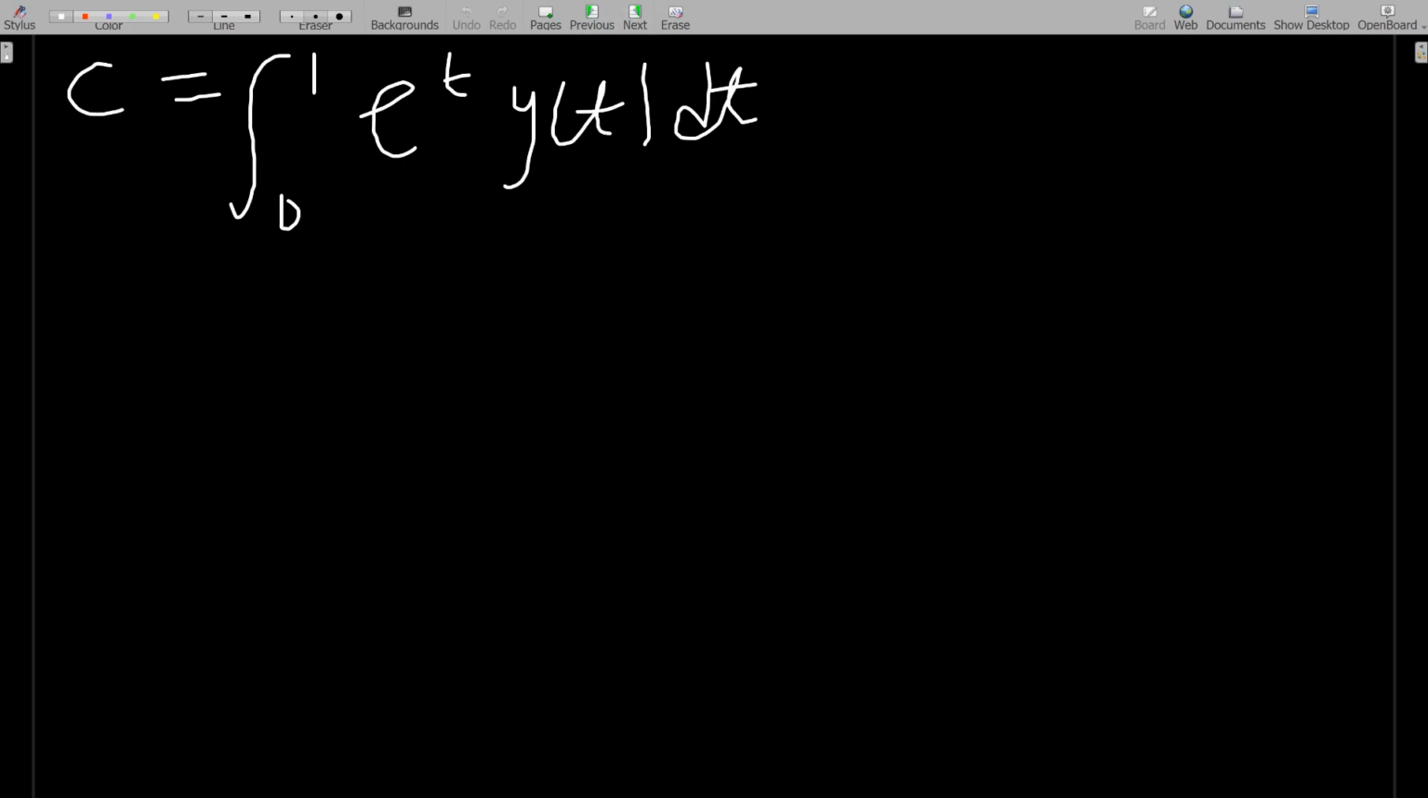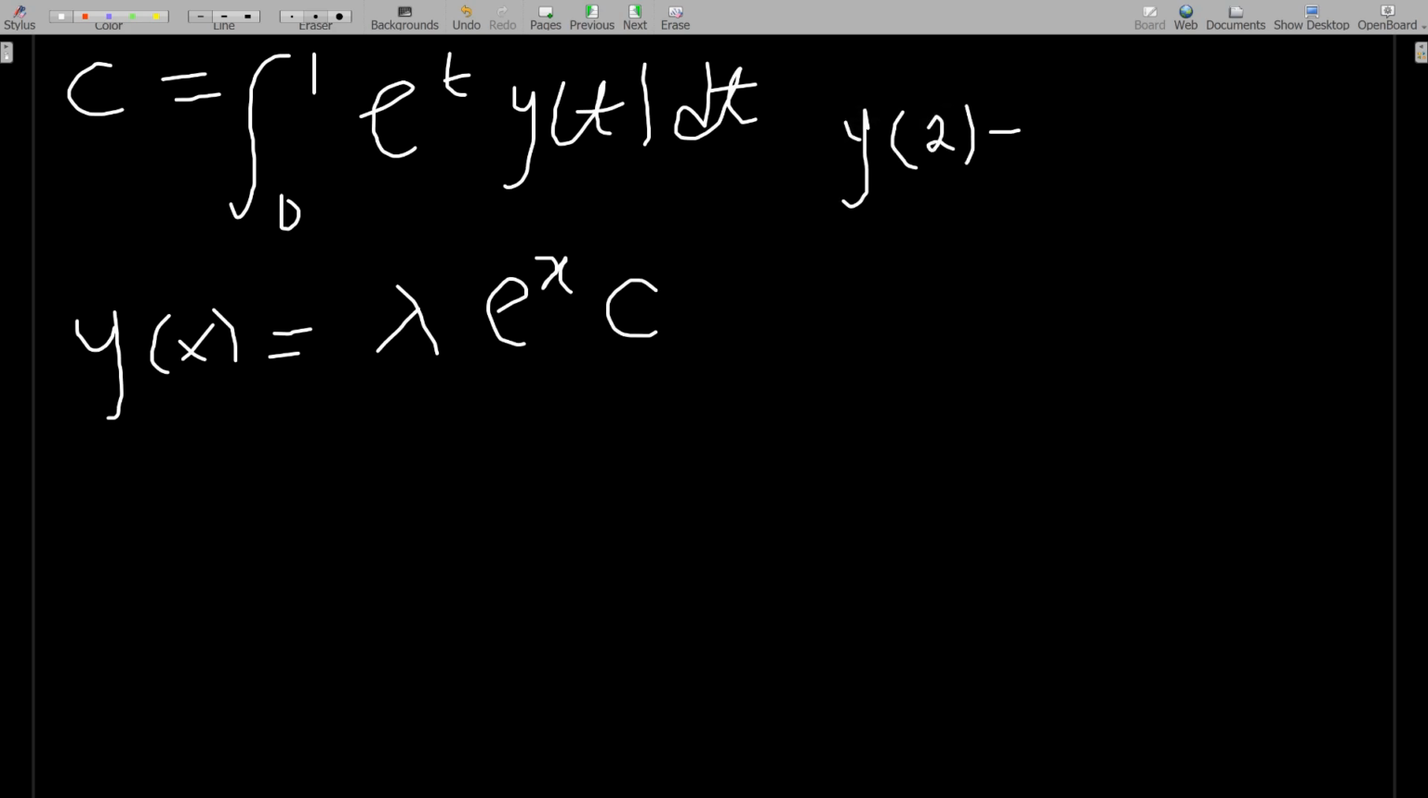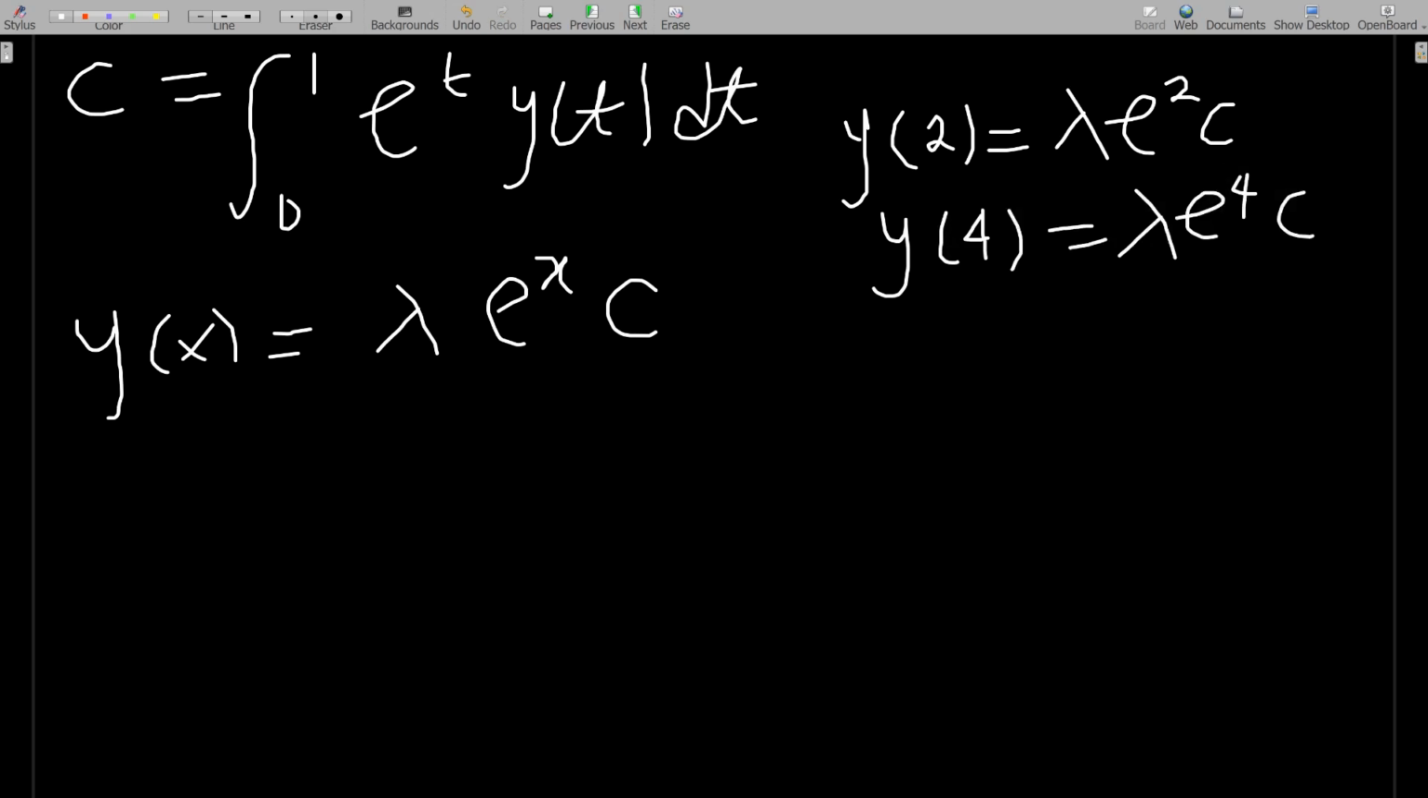Now let me quote my y of x. We are saying y of x is equal to lambda e to the x times c. In our last discussion, I said that if you have y of x given as this, and I ask you y of 2, you put in 2 wherever you see x, so you get lambda e to the 2 times c. So y of 4 or 5 will be lambda e to the 4th power times c. It means y of anything is lambda e to the same thing.